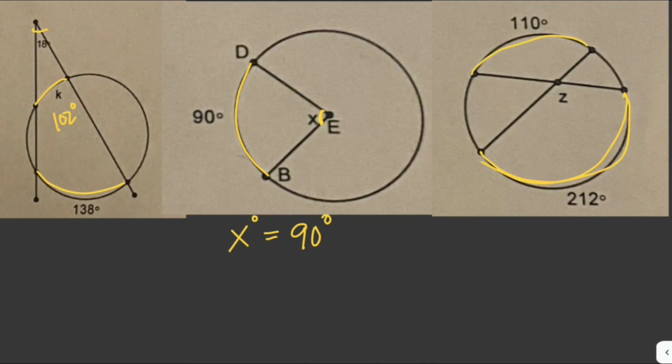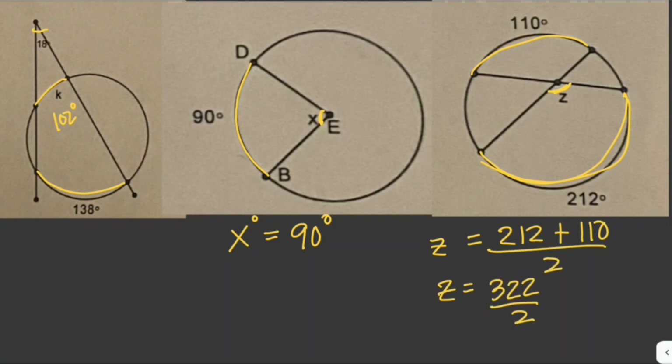Then the next figure here, we're given the major arc, which is equal to 212 degrees, and the minor arc, which is 110 degrees, and we need to solve for the interior angle. So the interior angle Z is just equal to the major arc plus the minor arc divided by 2. So that would be 322 divided by 2 equals 161 degrees. Therefore, the interior angle here is just equal to 161 degrees.